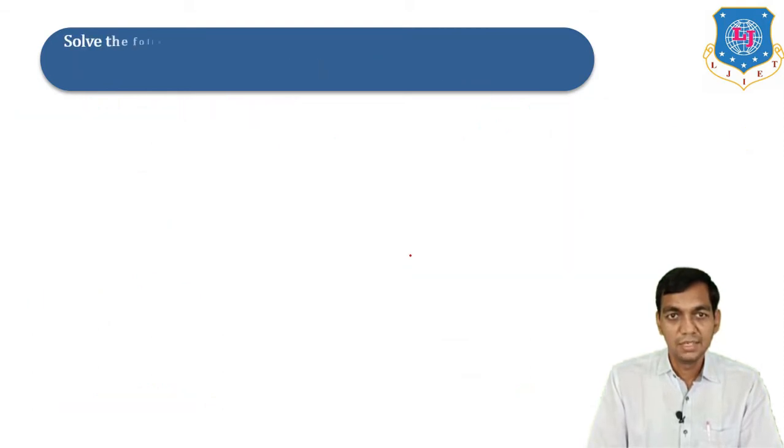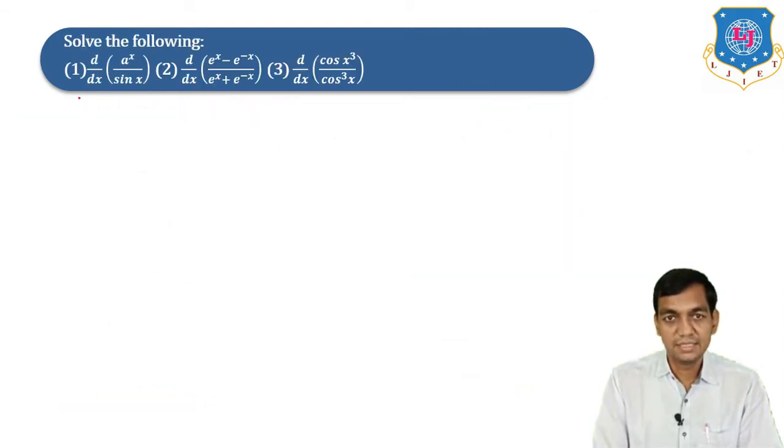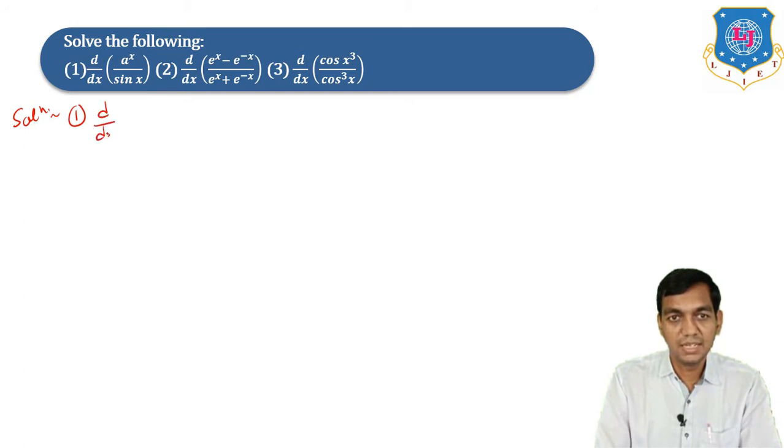Okay. In the same manner, now instead of multiplication we have a division. So if you are starting with the solution, then the first question we have d by dx of a raised to x upon sine x. Now instead of a raised to x, suppose you have 2 raised to x or 3 raised to x, then also the formula is going to be the same.